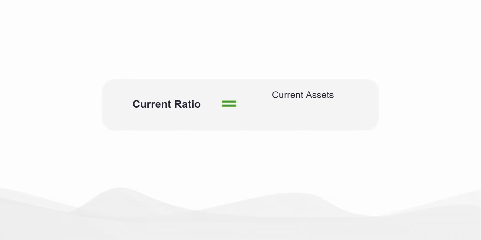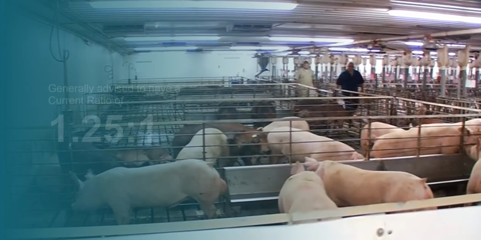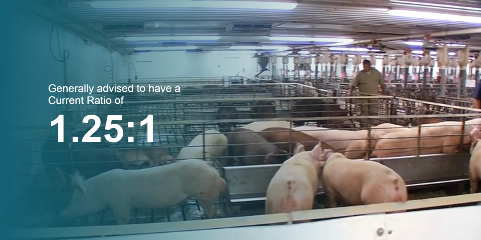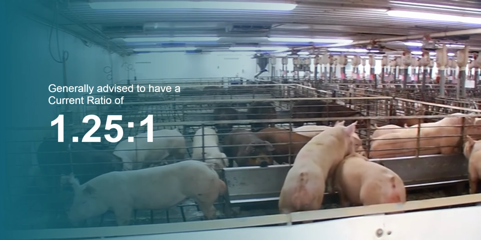The second measurement of liquidity is current ratio. Your current ratio is your current assets divided by your current liabilities. This figure shows the relation of your current assets, cash on hand and liquid assets, to your current debts due. Unlike working capital, this metric is more suitable for benchmarking your operation against the performance of similar operations. Each operation is unique. It's generally advised to have a current ratio of 1.25 to 1 or greater. This means that your cash and/or liquid assets should exceed your current debt by 25%.